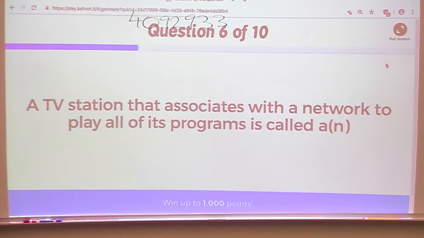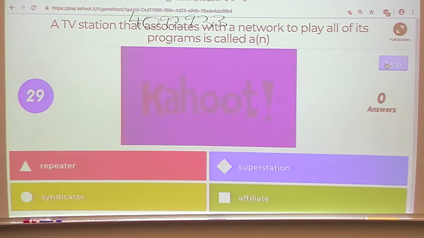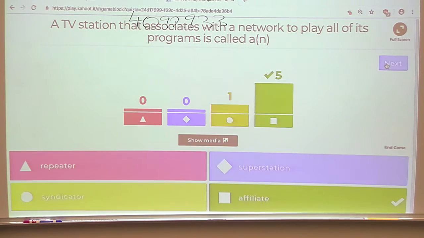A TV station that associates with a network to play all of its programs is called what? In other words, a local station signs a contract with ABC. What do we call that type of relationship? Is it a repeater, a syndicator, a superstation, or an affiliate? And as soon as we hit 6, okay, great. So most people got it, an affiliate.